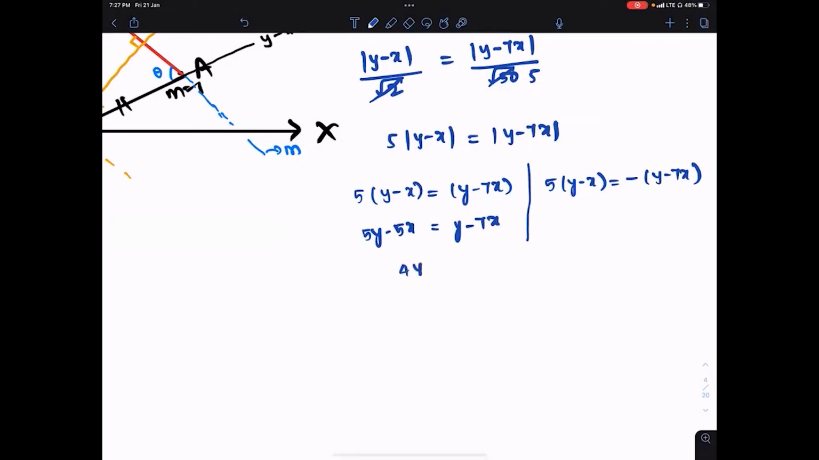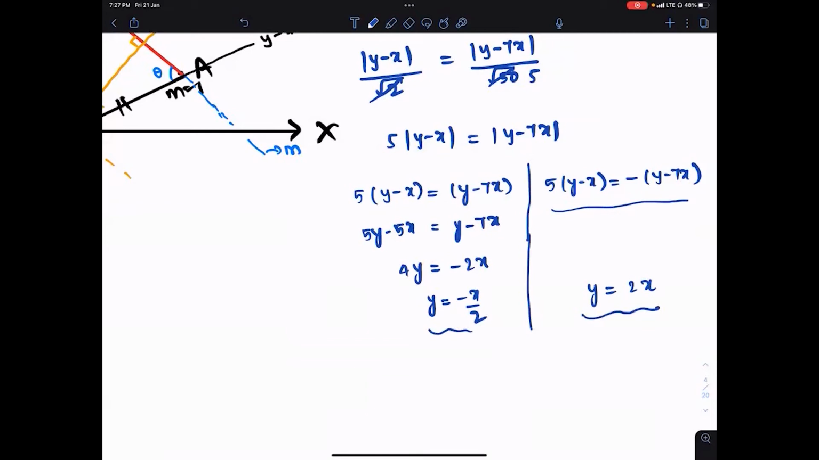You'll get 4y equals minus 2x, so y equals minus x by 2. Now I need not even simplify the second one fully. I can directly say the second line will be y equals 2x, because we will get two angular bisectors. Those two angular bisectors will be perpendicular to each other. This line's slope is minus 1 by 2, so this line's slope should be 2, right?